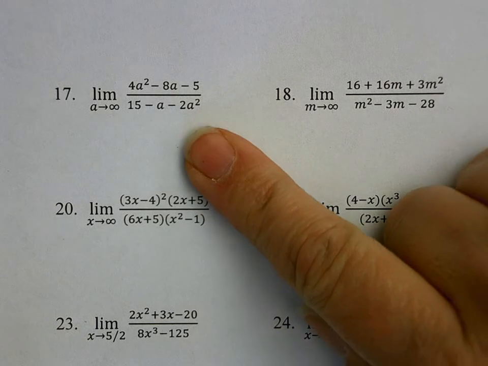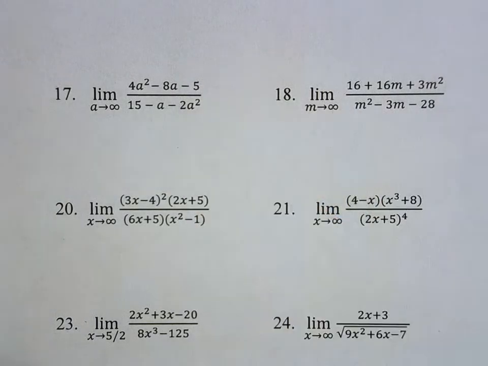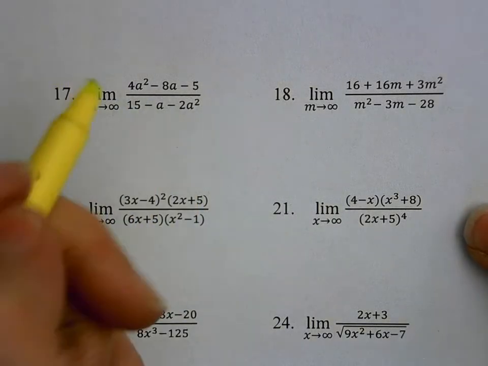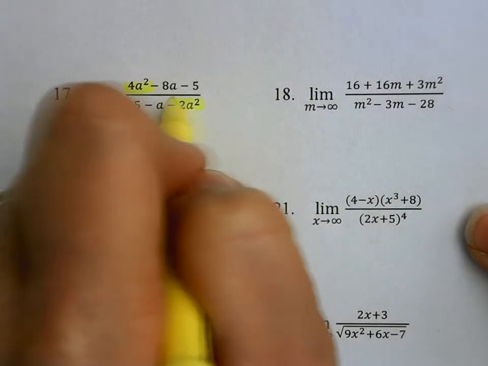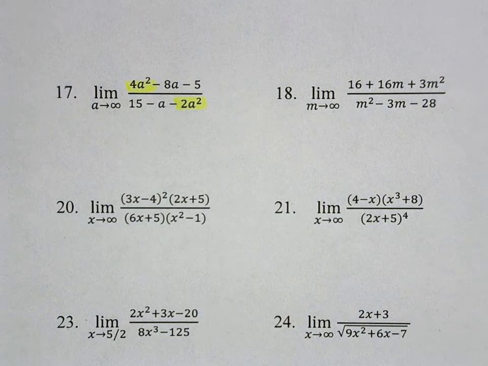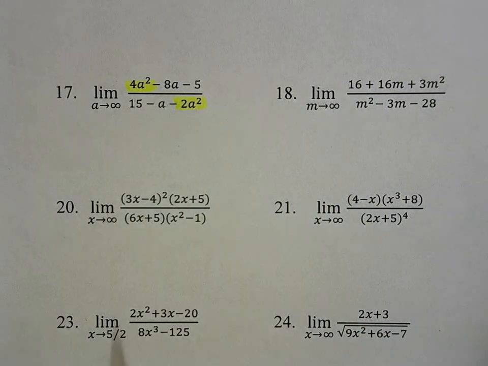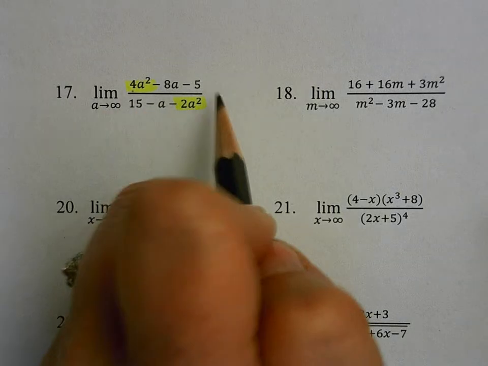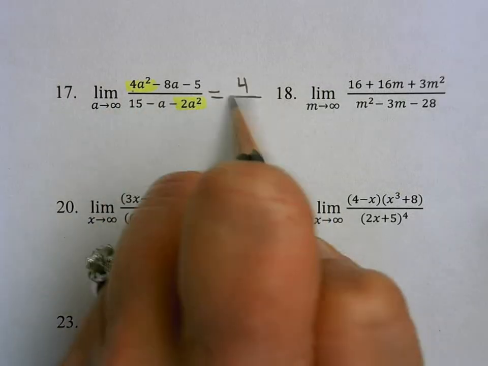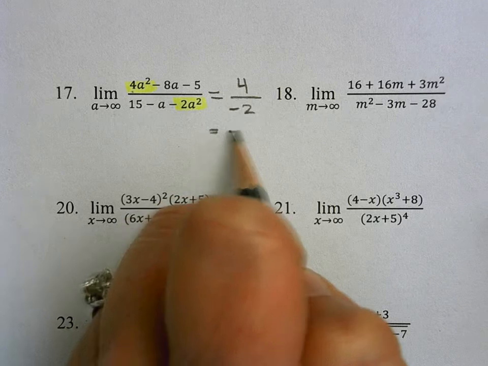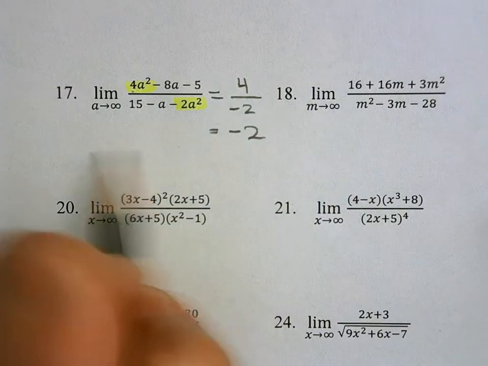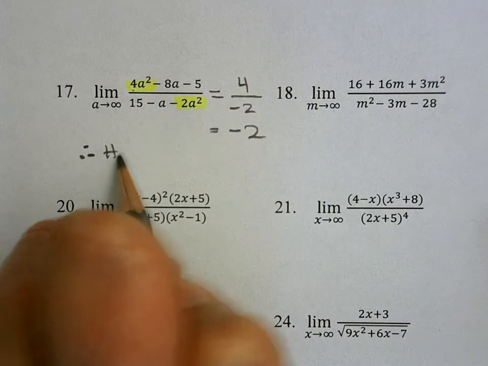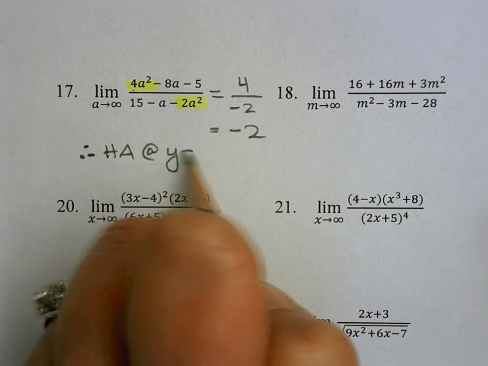For this one right here, for mental math, we look for the highest degree. I look at the whole problem and I see that my highest power is a squared. So I'm going to highlight both of those. And then I just use the coefficients of the highest degree term. So I would have a 4 over -2, which is -2. So that means I have a horizontal asymptote at y equals -2.